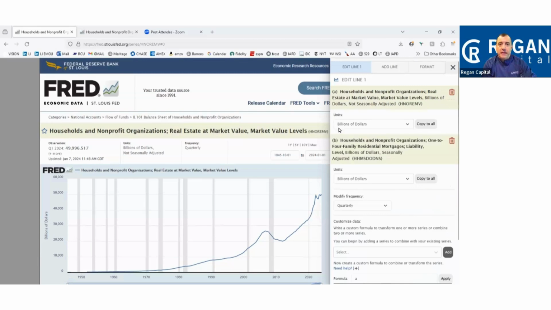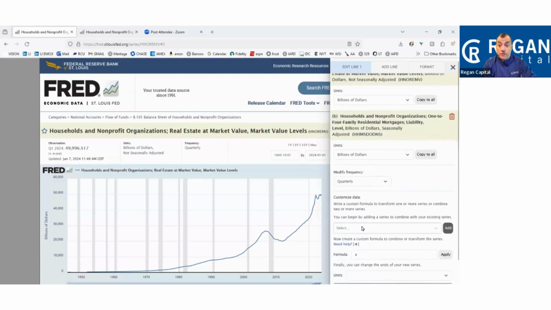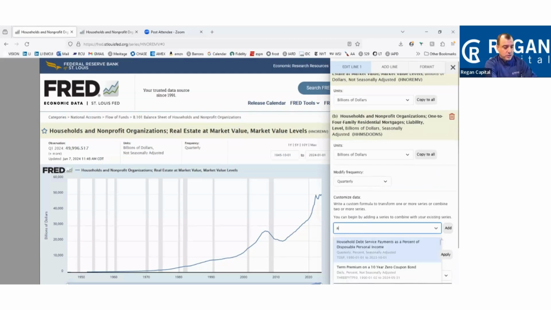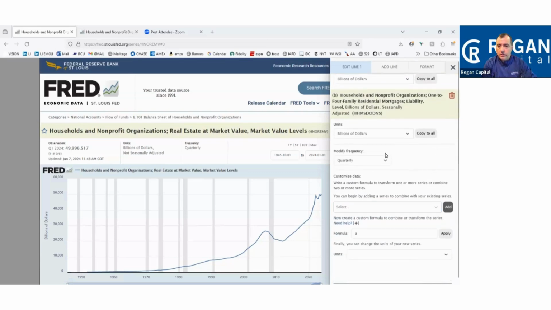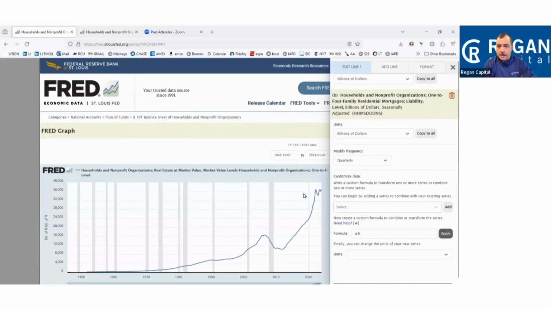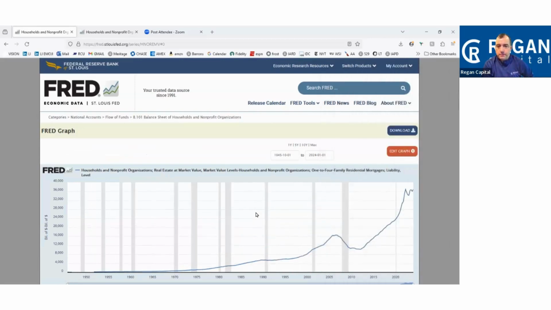So you have A and B, and what you have to do is take equity, which is A, minus B. Or I'm sorry, formula down here, A minus B. I already have my A and my B, I apply. And that's going to bring me a brand new chart, which is liabilities, okay? Or I'm sorry, home equity.